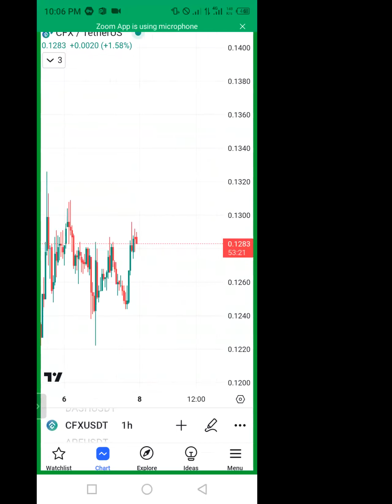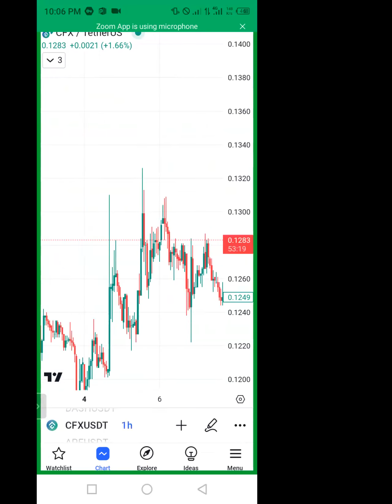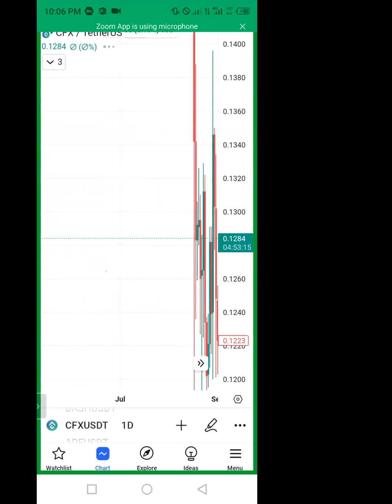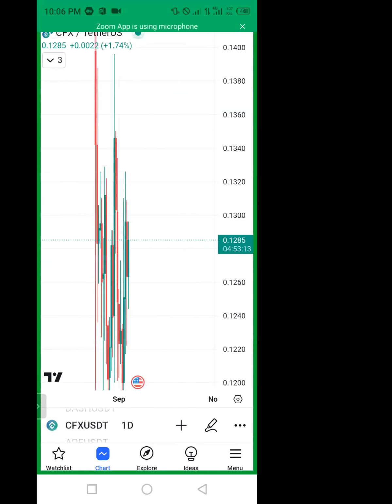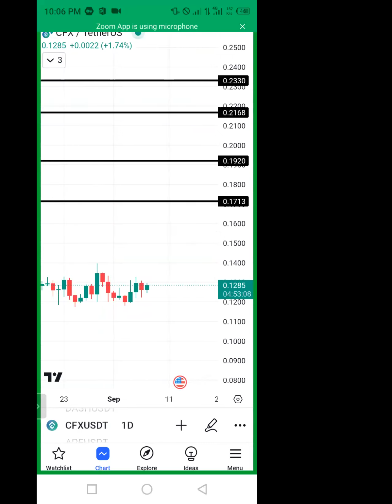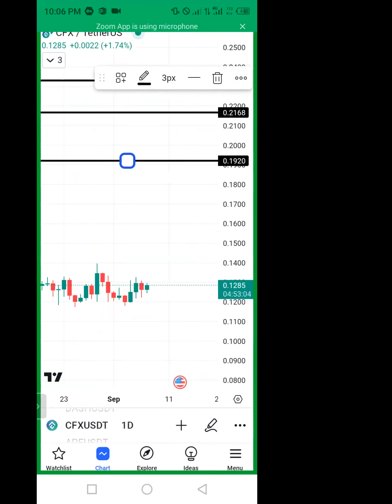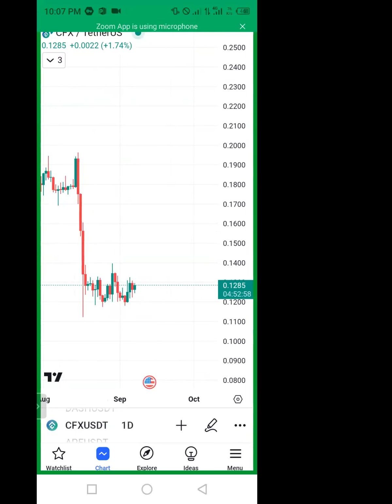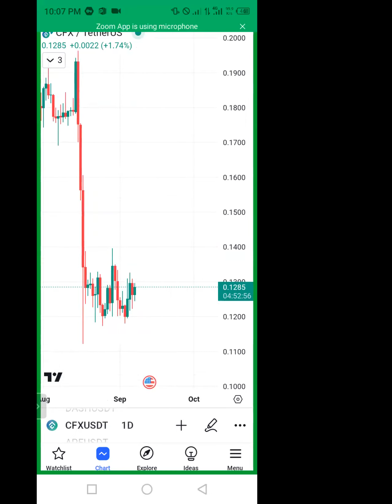It has been down for some time. This is 1 hour. If you want to identify the support and resistance very fast, always go to the 1 day candle. Oh my God, I draw a lot of lines in my charts. Every time you see a chart of mine with very many lines, just know that I was following it at some point. Okay, we are looking at 1 day.